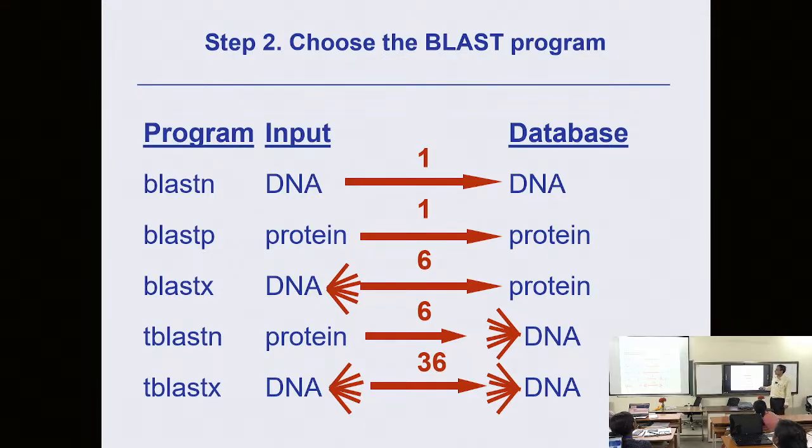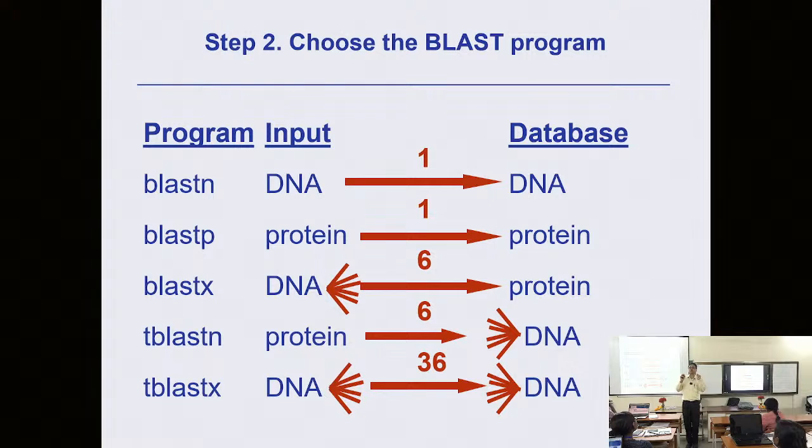And the fourth one is you have a protein sequence of interest with you, and you want to compare it with a DNA sequence in the database. Okay, so you will then translate the DNA sequence in the database into 6 possible proteins, and then do the comparison. So how many total comparisons? 6.